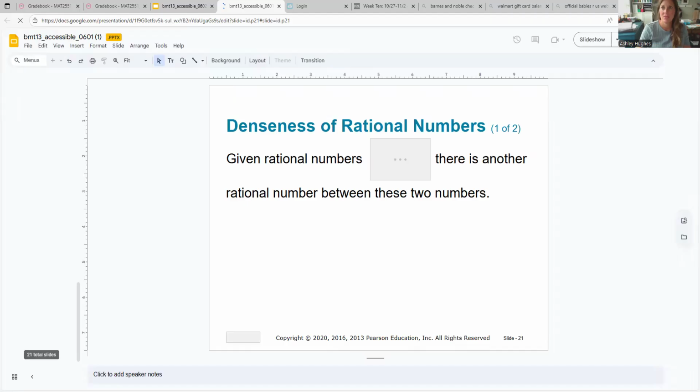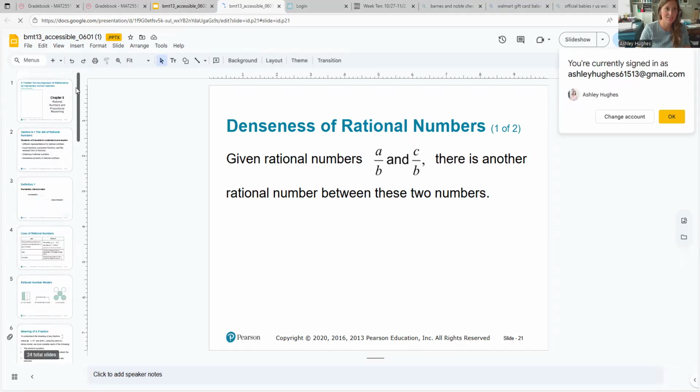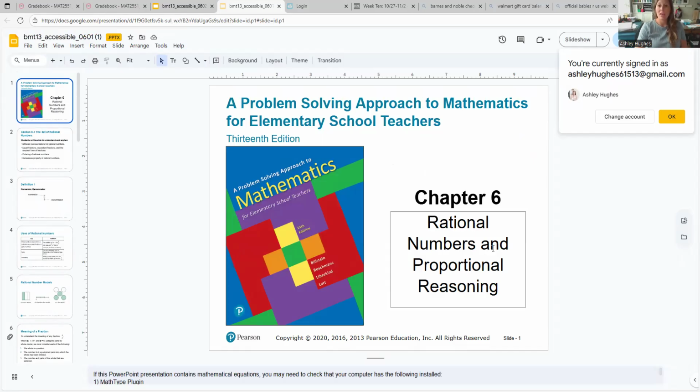Hey there, today we're going to do section 6.1 and 6.2. So let's open 6.1. Okay, let me start at the beginning. Okay, rational numbers and proportional reasoning.